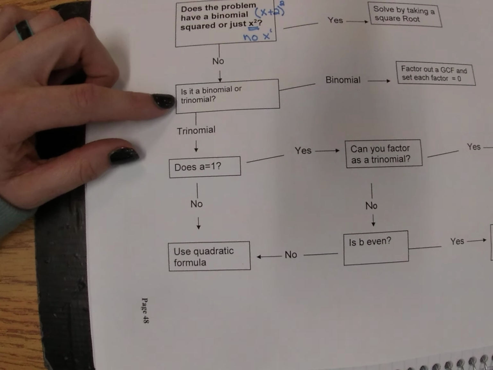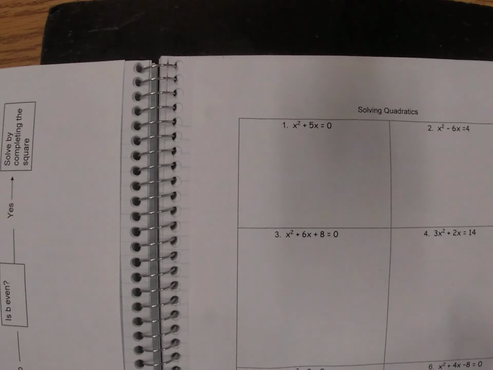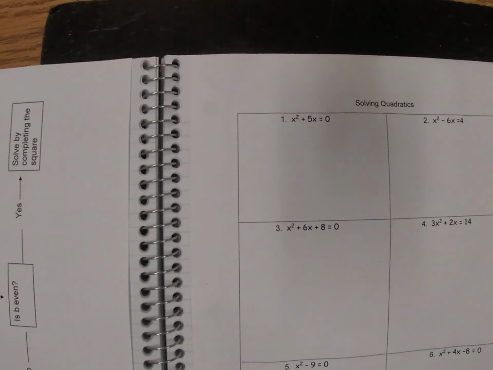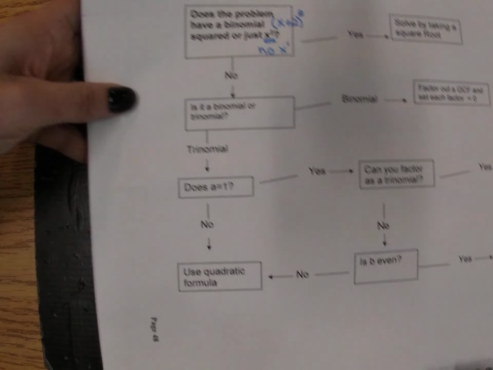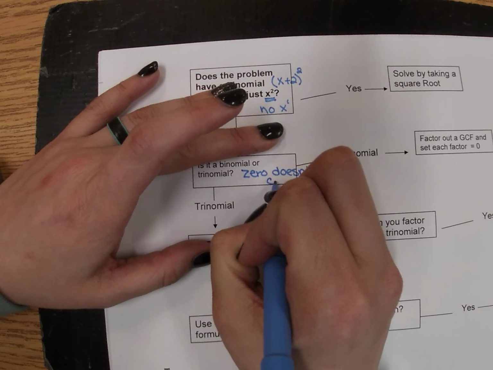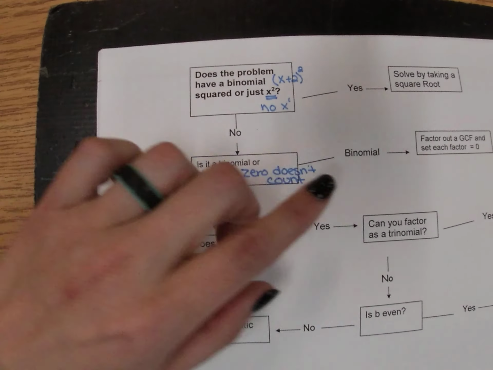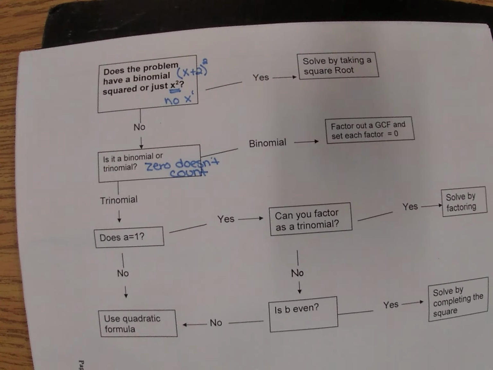Is it a binomial or a trinomial? That means we're going to count the number of terms. 0 doesn't count as a term, so we have 1, 2 terms. The key when we're looking at this one is that 0 doesn't count as a term. Any other number does, but 0 doesn't count. So this is a binomial, and we're going to factor out a GCF and then set each factor equal to 0.